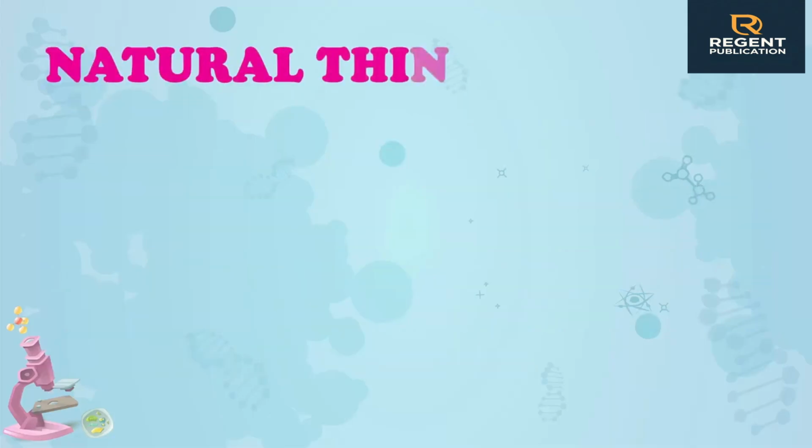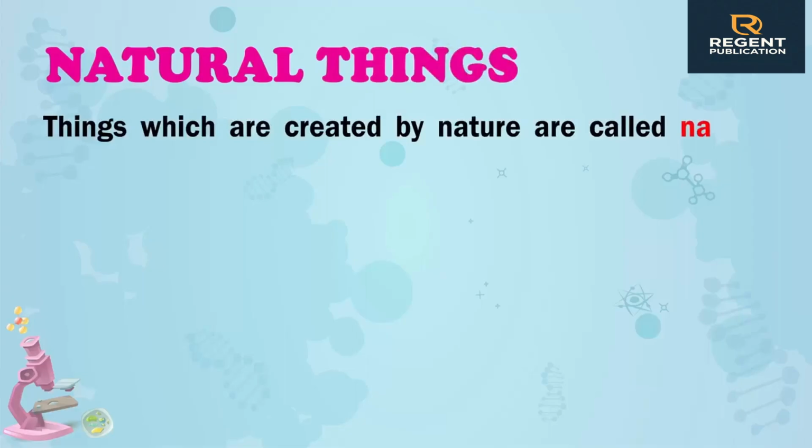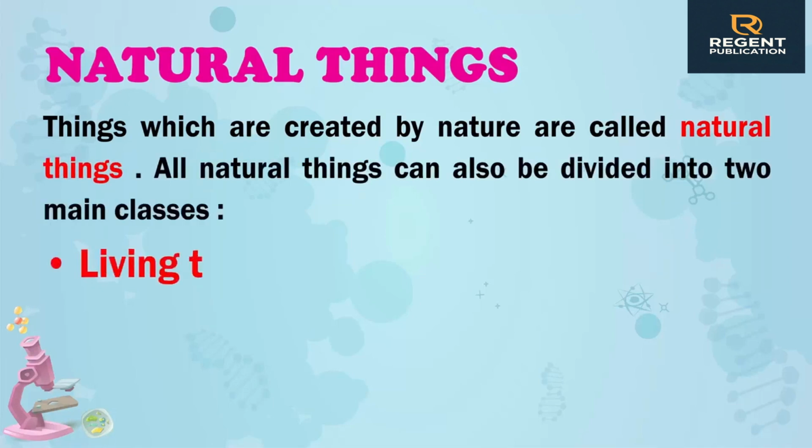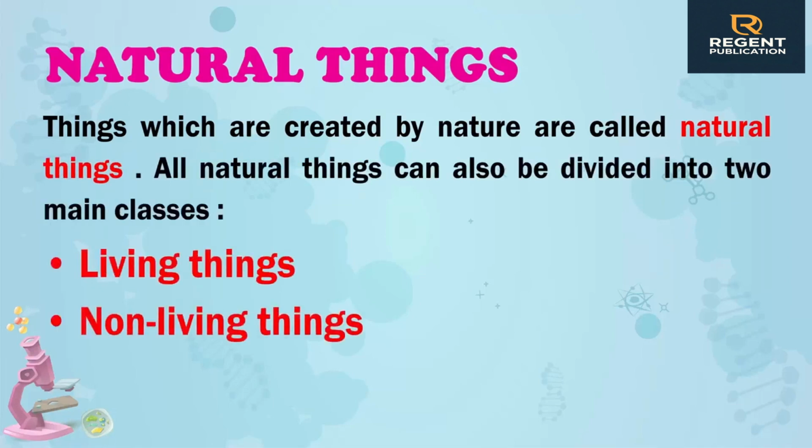Natural things. Things which are created by nature are called natural things. All natural things can also be divided into two main classes: living things, non-living things.